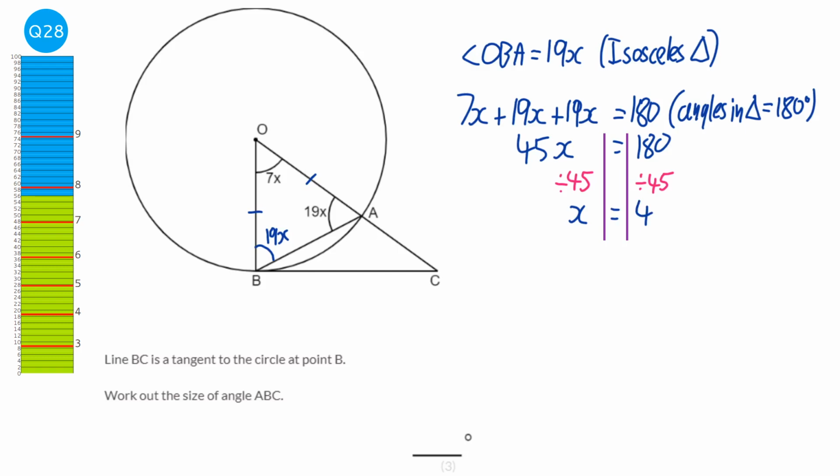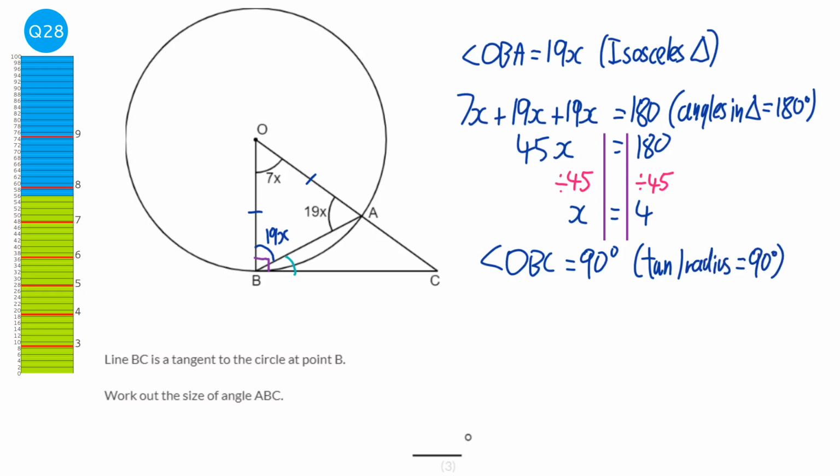Okay, so we've got x equals 180 divided by 45, which is 4. Now, we're looking for this angle here. That's angle ABC. Now, there's a few different ways we could do this. We could work out what this angle is, because it's a big triangle, etc., etc. Or we can use the fact that we've got a tangent touching a radius. So we know that this angle here is 90 degrees. So we can write that down. So angle OBC equals 90 degrees, because it's the angle between a tangent and a radius. Again, make sure you write all the reasons in full.